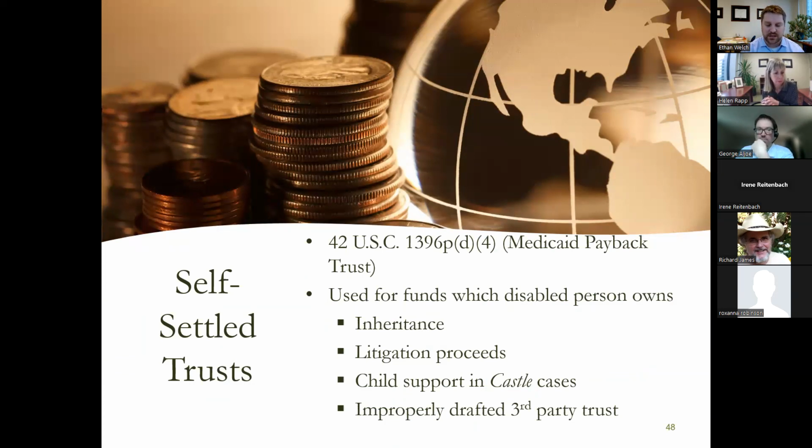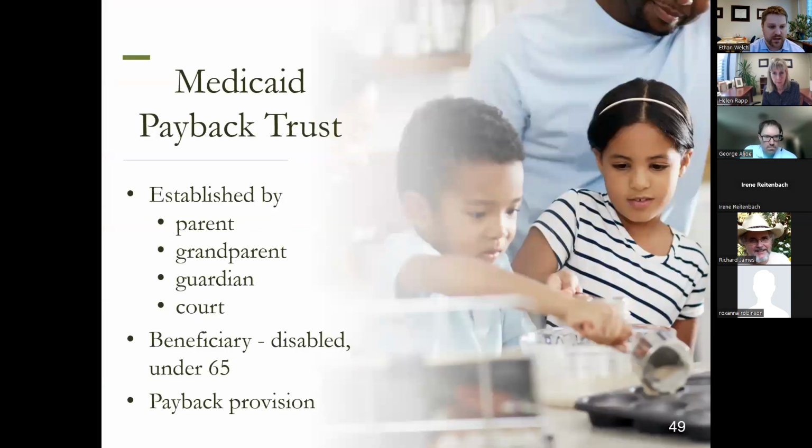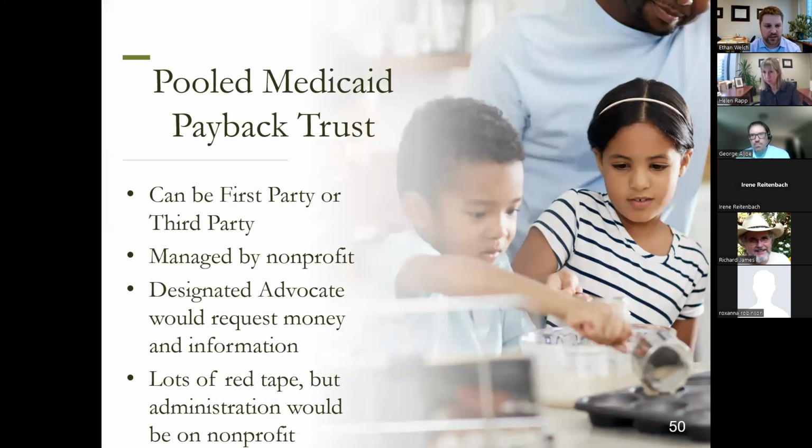The first-party trust, this money is owned by that individual. It comes from inheritance, from litigation, from child support, and especially in castle cases, an improperly drafted third-party trust. So the Medicaid payback, the general rules are it's established by these people or the beneficiary if they are disabled and under the age of 65, and it has that payback provision at that beneficiary's death.